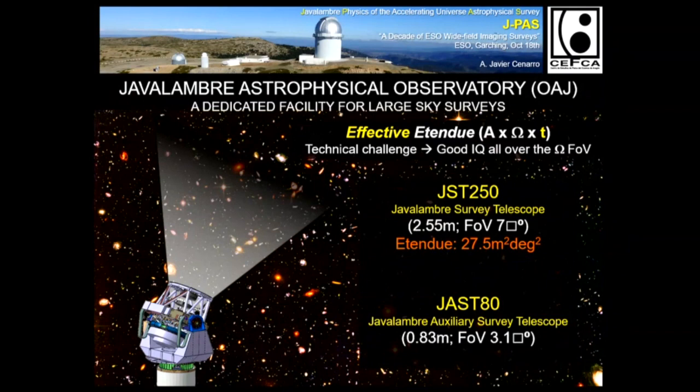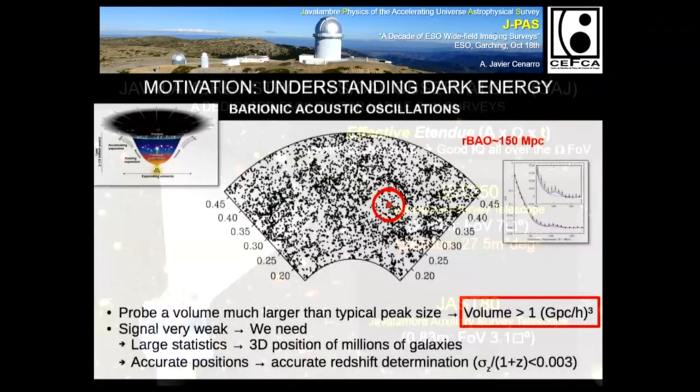We have two telescopes: the JST250, the Javalambre Survey Telescope, with a field of view of 7 square degrees, so it's a large AT telescope. And then the JST80, which is the Auxiliary Survey Telescope, which is smaller, but still with a very nice field of view. It was conceived for doing the preparation, but also very significant science in preparation for JPAS. So this is one of the requirements.